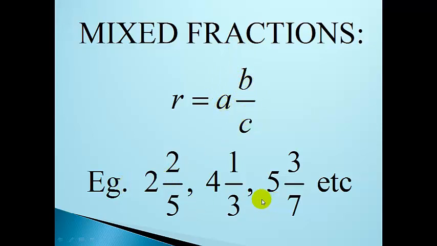And these are all examples. We have 2 whole number 2 over 5. 4 whole number 1 over 3. 5 whole number 3 over 7, etc. These are all examples of mixed fraction. It contains the whole number and the fraction.